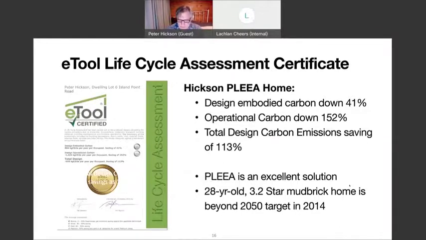Operational carbon is down an impressive 152%, so minimising operational energy and carbon, and with the simple addition of what is a moderately sized PV and solar hot water system, excess electricity exported to the grid is what achieves 113% zero carbon. We have conducted several life cycle design assessments on old mud brick homes, and every one of them evaluated can achieve this or close to this with simple, affordable renewables if grid connected.